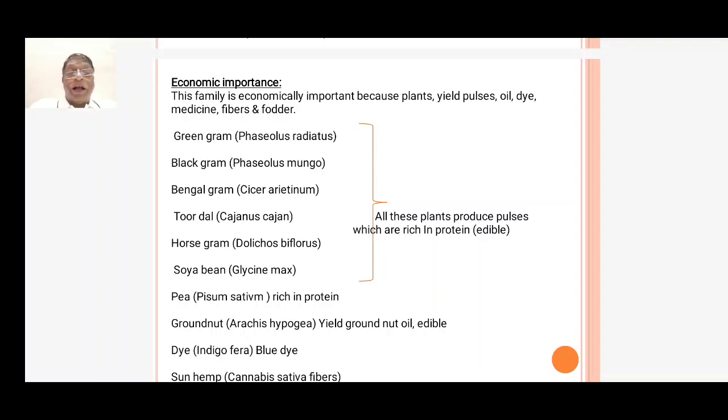Scientific name is Arachis hypogaea. From the seed of this plant, the oil obtained is called groundnut oil, used as edible oil for culinary purposes.